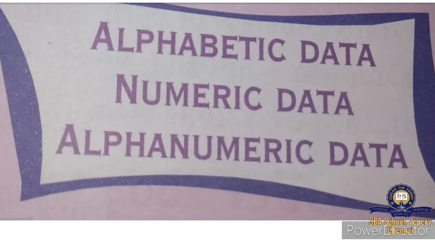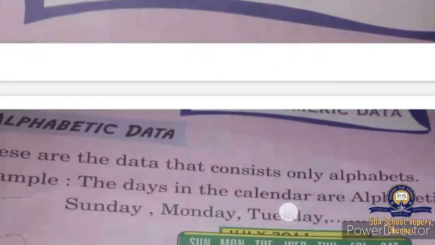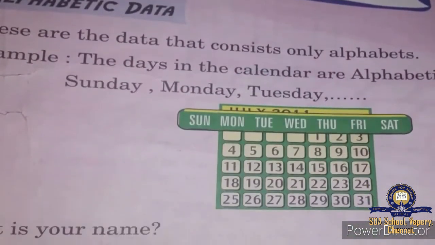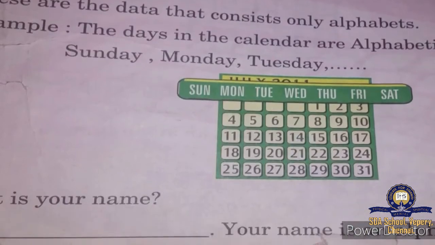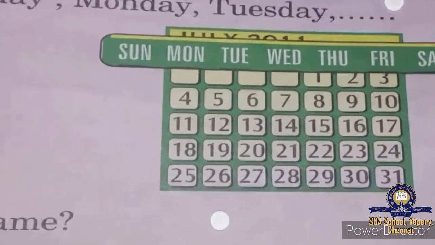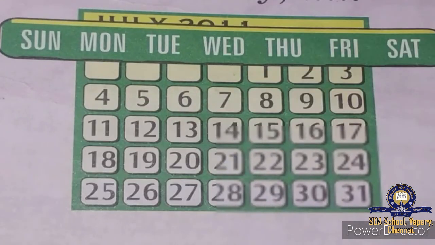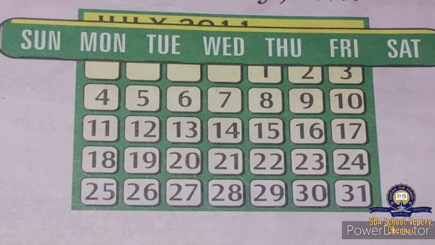Okay kids, now I think I have explained clearly. Now we will move on to in-depth knowledge of alphabetic data. I'm reading this: these are the data that consist only of alphabets. In this slide, you can see Sunday, Monday, Tuesday, Wednesday, Thursday, Friday highlighted here. You can see all are only alphabets.